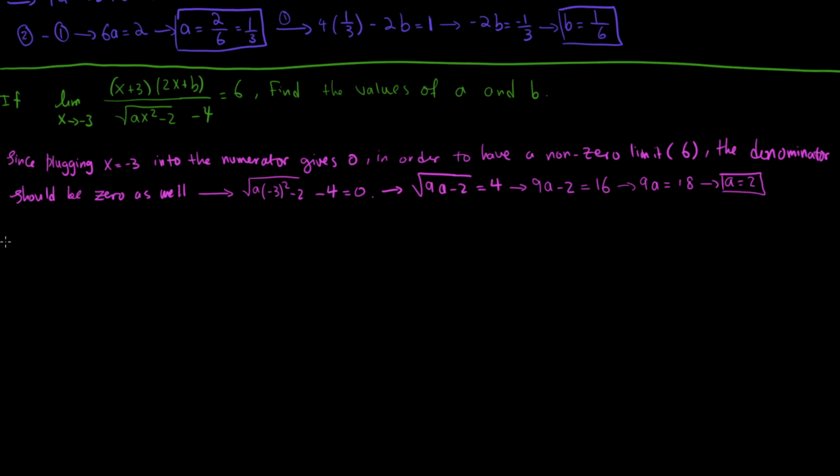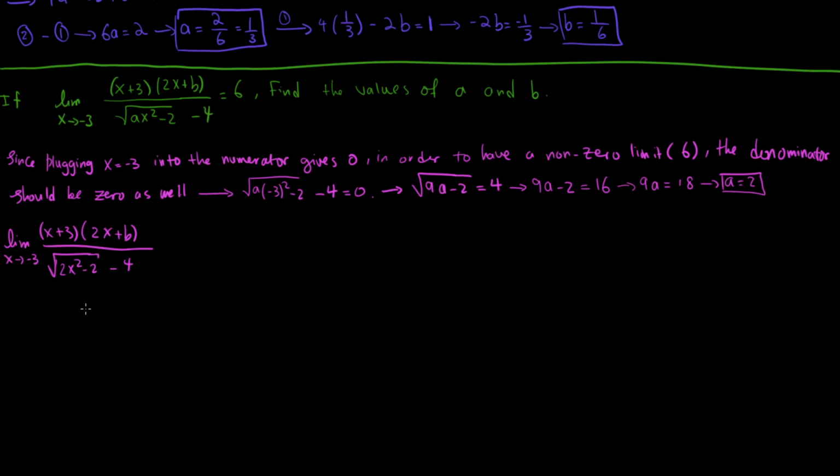Now, we have the limit as x approaches negative 3 of (x + 3) over (2x + b) over the square root of (ax² − 2) − 4. Actually, we already know a, so we can replace it with what it actually is, and that is 2. So now we set it up in a way that this limit is going to be 0 over 0. So it's an indeterminate form. How do I deal with it?